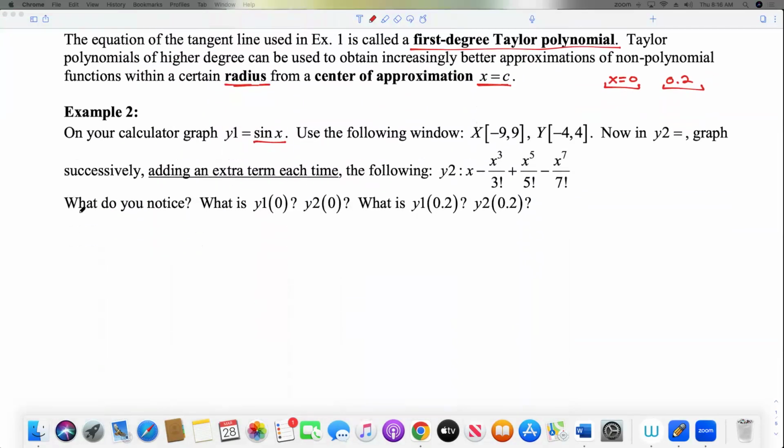So what do you notice? I want you guys to answer that. This is question number 1. Put that into your notes. And then, what is y1 of 0? What is y2 of 0? What is y1 of 0.2? What is y2 of 0.2? Remembering that y2 is this. So answer those, y1 of 0 and y2 of 0, and you can use your calculators to do so.